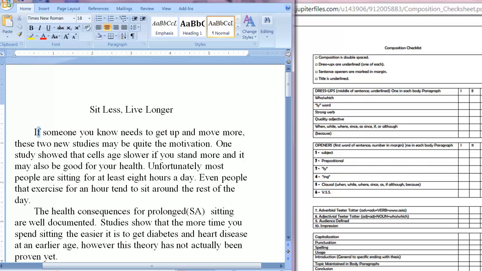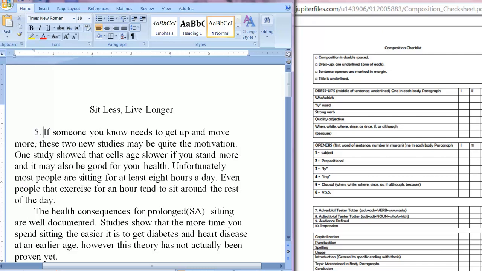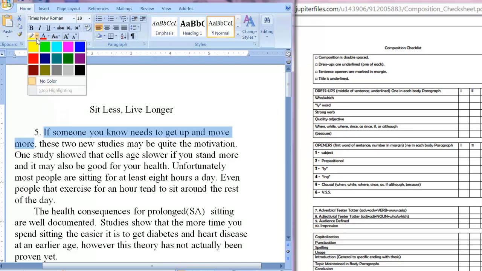So first we see this if, and that is our clausal opener. So when you're marking your sentence openers, I actually want you to put a 5 so that I know that you did that on purpose and that you meant to use your clausal opener. And if you'll notice right here, that is the clause. If someone you know needs to get up and move more, and then we have our comma. And that's important. We start with the clausal, we have our comma, and then we have our sentence. These 2 new studies may be quite the motivation. So we have these studies may be quite the motivation.